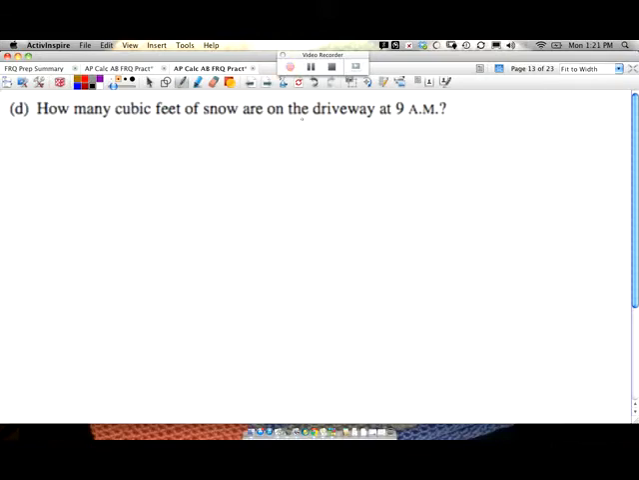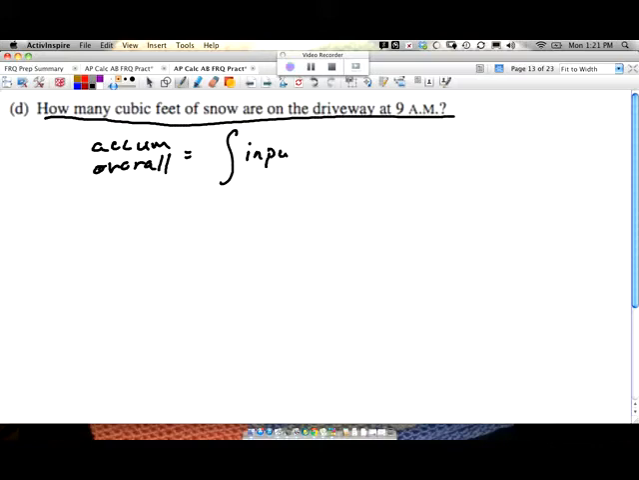Let's see what else they're asking. How many cubic feet of the snow are on the driveway at 9 a.m.? Oh, that's what we have to do. How many cubic feet of snow? So the accumulated overall is going to be the integral of the input minus the output from 0 to 9. So I'm going to split this up into two integrals.